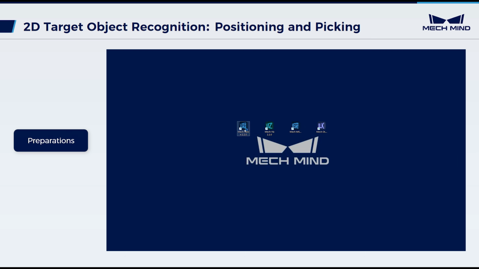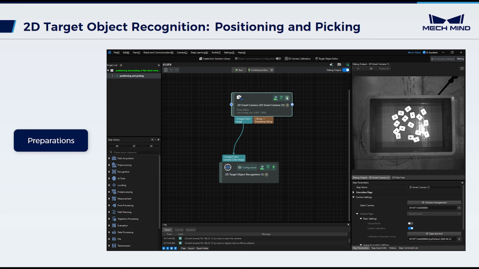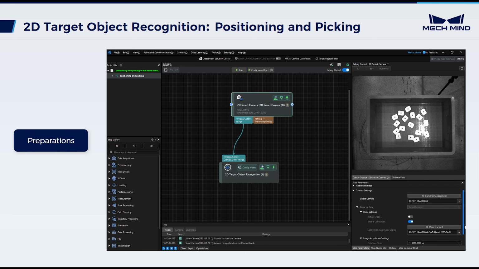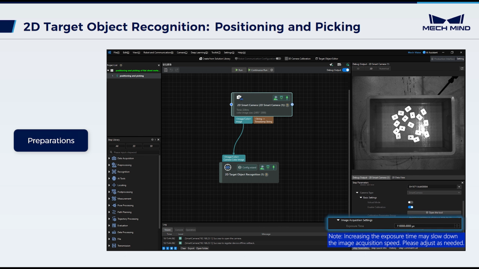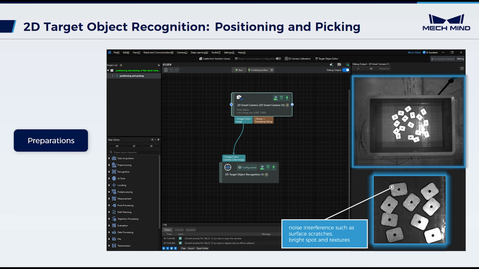Open Mech-Vision. Before proceeding, make sure 2D camera hand-eye calibration is complete, and the camera can capture images normally with quality meeting requirements. For this scenario, it is recommended to increase the exposure time in the image acquisition settings so that the object pixel values approach 255. This setting effectively eliminates noise such as surface scratches and textures. By preventing internal noise from affecting the match, it enhances outer profile stability and ensures reliable picking under varying conditions.